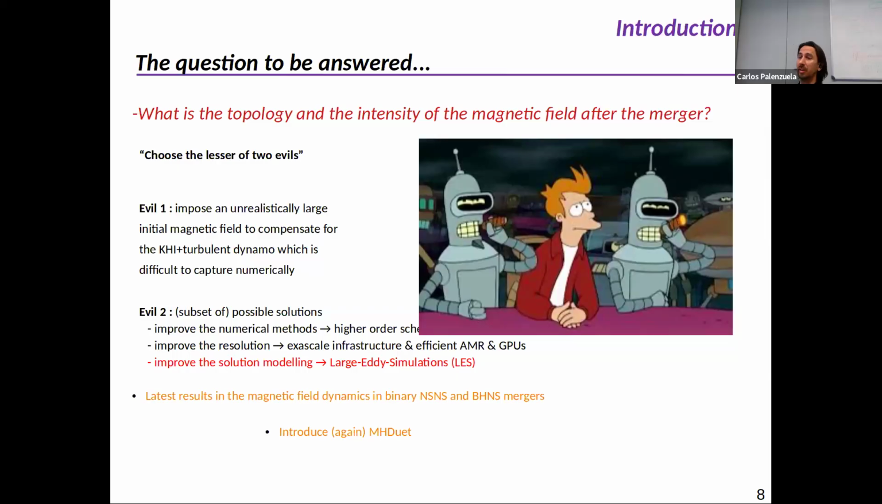Then I will show some of the latest results in the magnetic field dynamics in binary neutron stars and black hole neutron star. And I will describe briefly our computational code that is MHDuet.